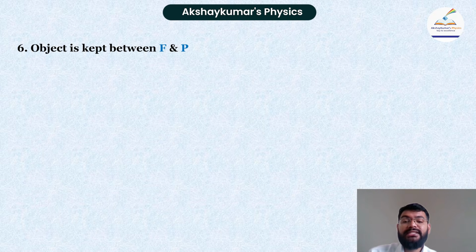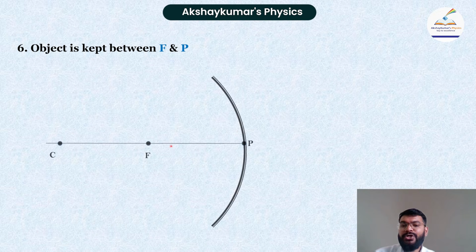Now we will move on to the final image formation, that is when the object is kept between pole and focus. Now children, remember, this is the difficult diagram in image formation of a concave mirror. So listen carefully, observe carefully. This is a concave mirror. I'm going to keep an object AB between F and P.